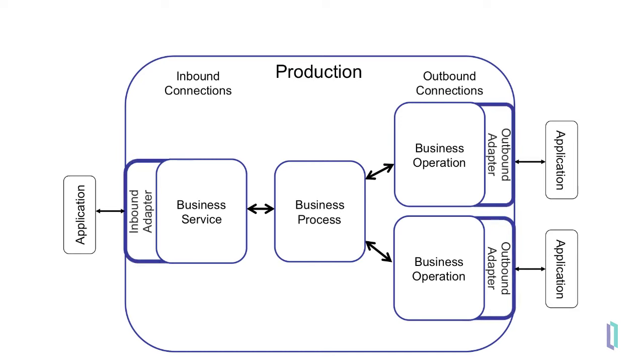Adapters handle the specific technology needed for communication with applications sending data into or receiving data from a production. Business services bring data into the production. Business processes orchestrate communication with external applications and resources. Business processes do not communicate outside of the production. Business operations send data out of the production.